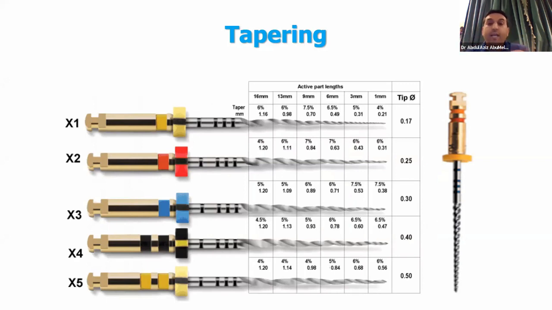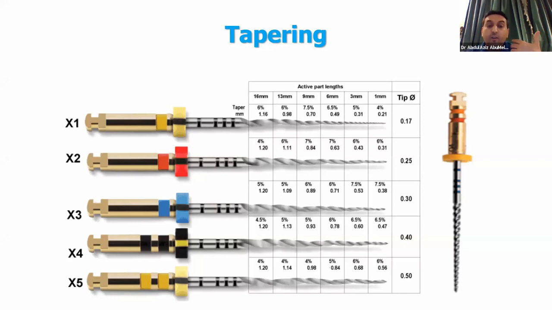Let's take, for example, X1 from the ProTaper Next. If you look at the tip size in the manufacturer's brochures, they say that X1 is 1704. That means D0 is 17 and the taper is 04. That's true, but only for the first 1 millimeter. After that, if you look at 3 millimeters of the same X1 file, you'll find it's 5%, that means 0.05. Then at 6 millimeters, it's 6.5.